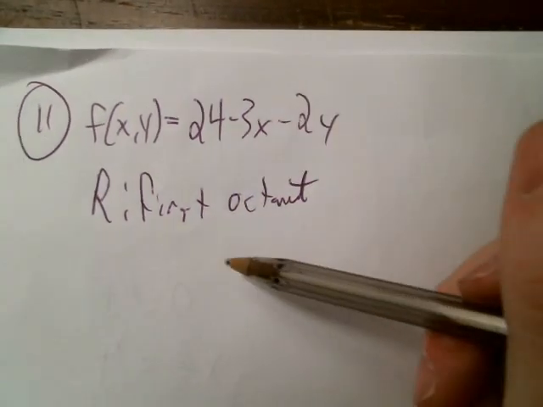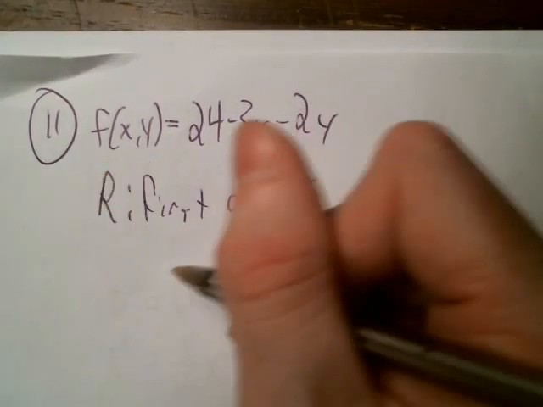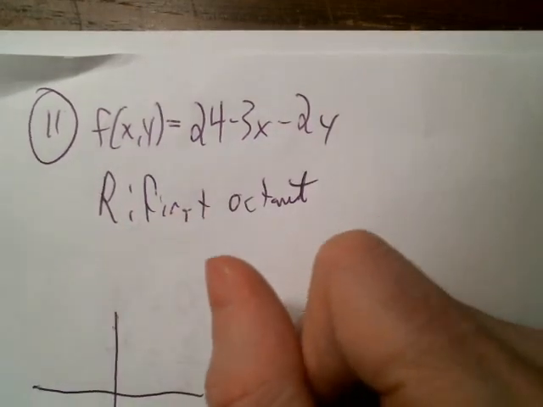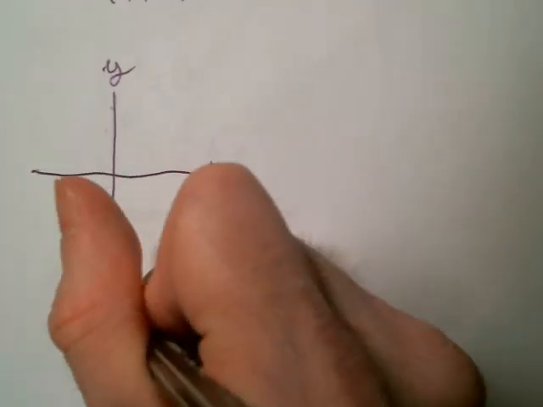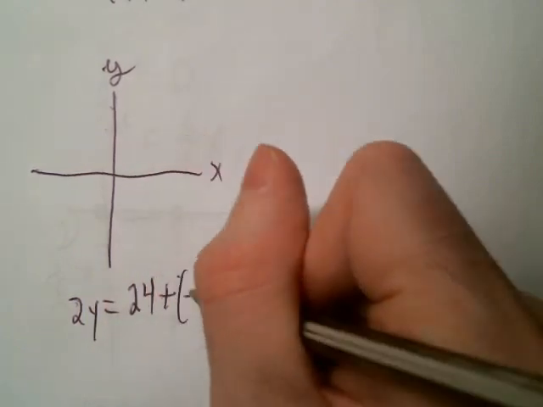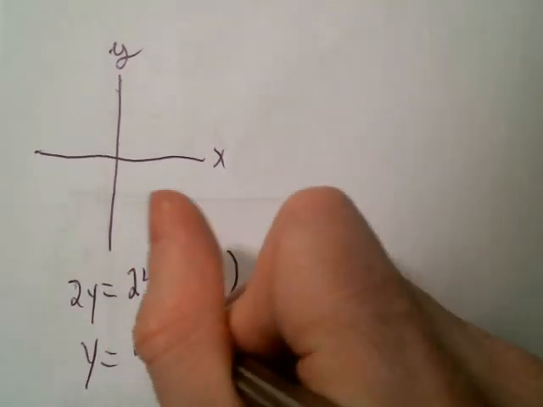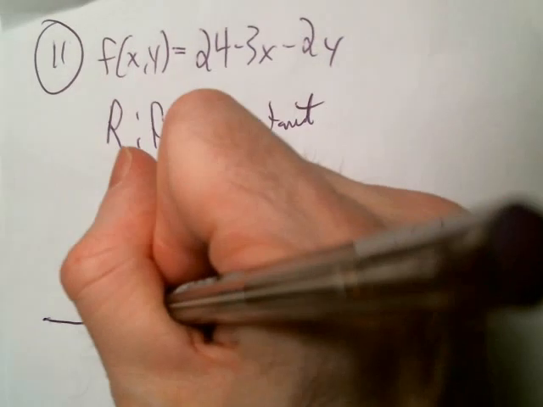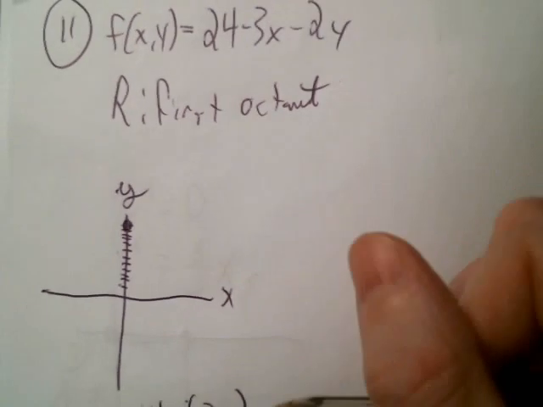And to figure out the region we're integrating over, maybe we want to draw a picture in the XY plane, right? So if you let z equal 0, that will tell you what it looks like in the XY plane. So when z is 0, I'll have 2y equals 24 minus 3x, and then divide by 2, so you get y is (24 minus 3x) over 2. So 24 halves is 12.